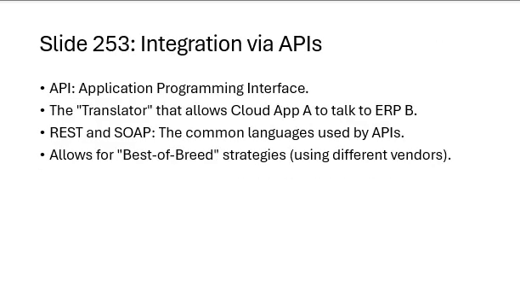Next up, we have integration via API. Okay, so API is the application programming interface that acts as the translator between the application and the ERP system. So we have REST and SOAP. These are common API languages. API will enable the best-of-breed strategy using multiple vendors.